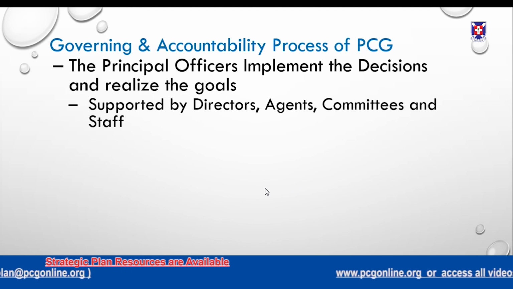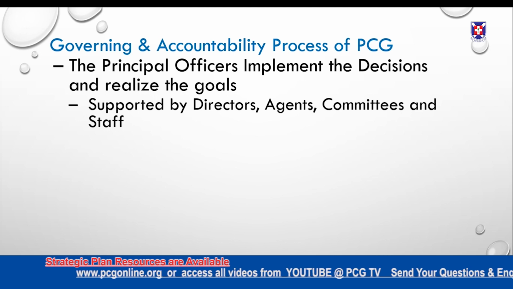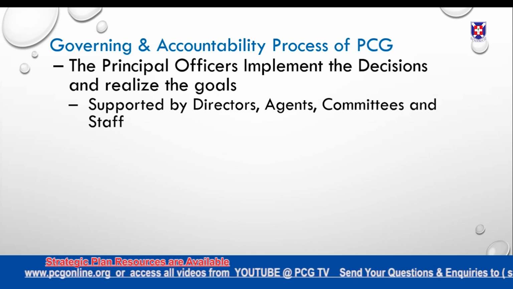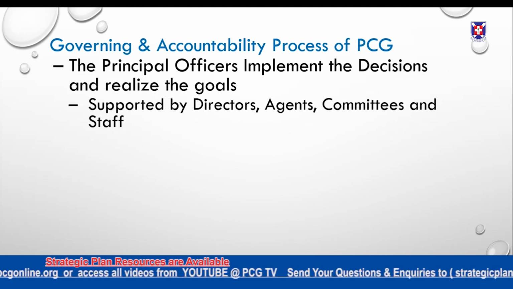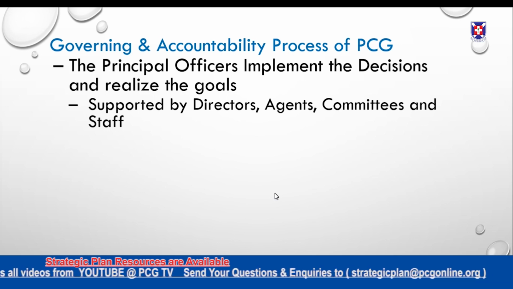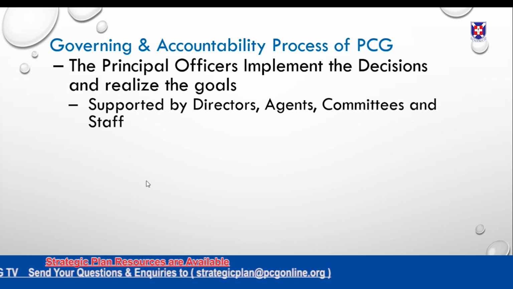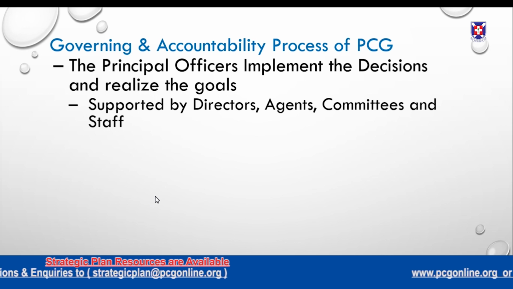Now, the principal officers who have been given authority by the court and the resources will implement decisions and realize the goals not on their own, but with the support of directors, agents, committees, and staff. And these are structures that the Constitution has created through the courts. So these are the support system that has been provided to the principal officers to be able to do their work. And they have given the authority to direct these people in whichever way they think is appropriate. They receive advice from them and they direct them.